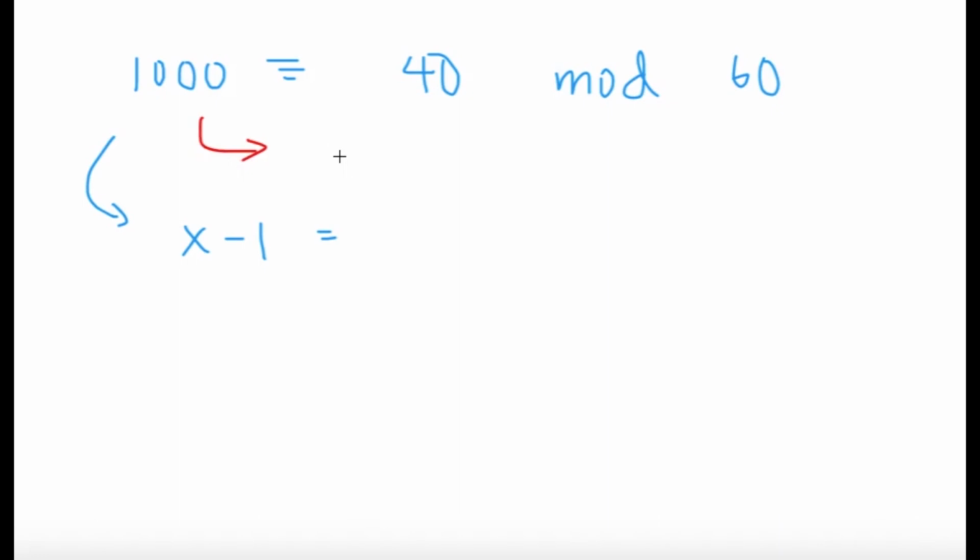Since having a remainder of 40 means you're 20 less than the next multiple of 60, if you have a remainder of 40, you're missing 20 until the next multiple of 60. So 1020 is going to be the smallest 4-digit number that is a multiple of 60. So we can assign x minus 1 the value 1020.